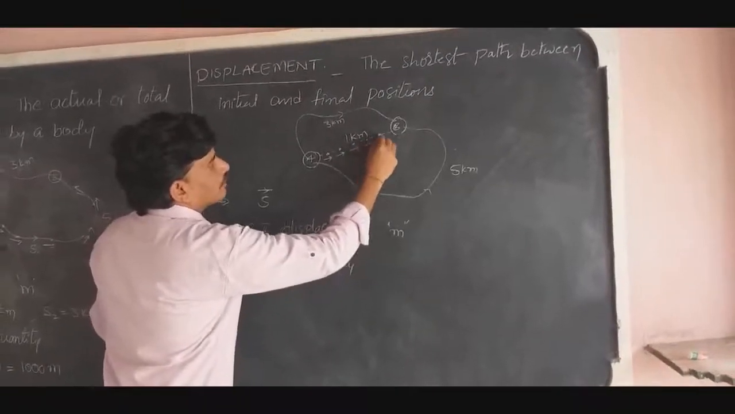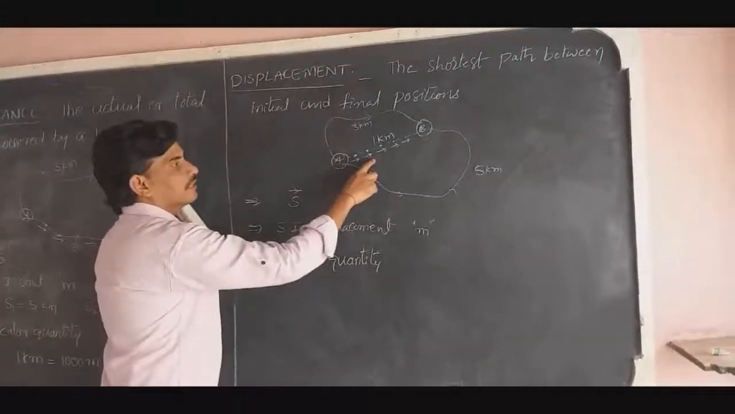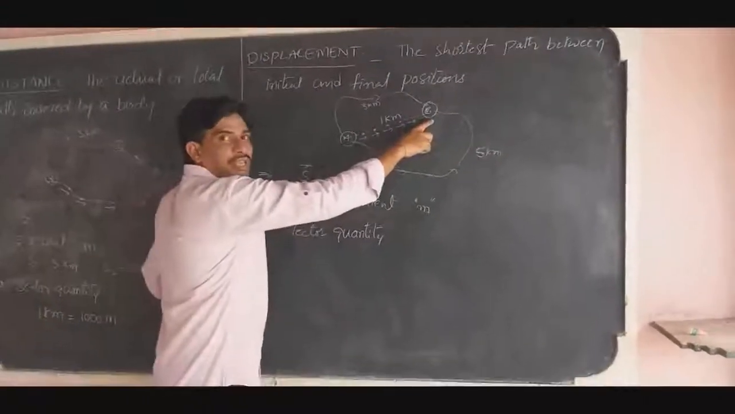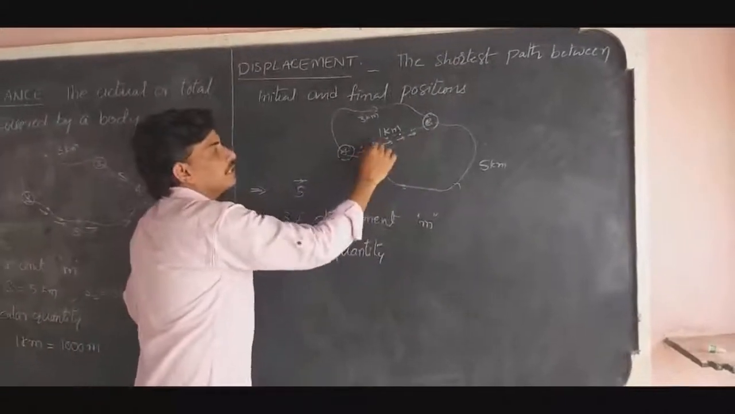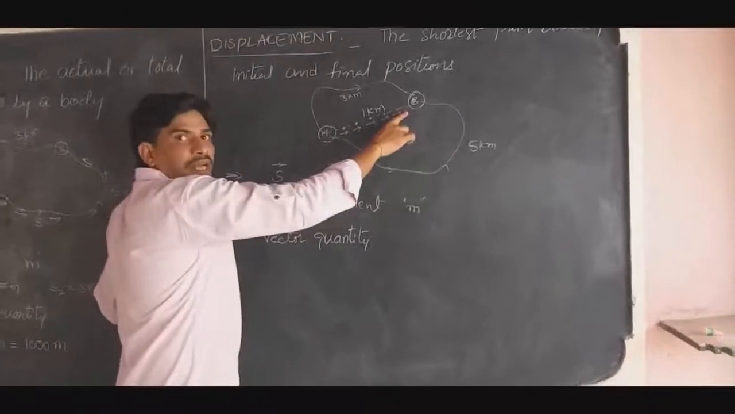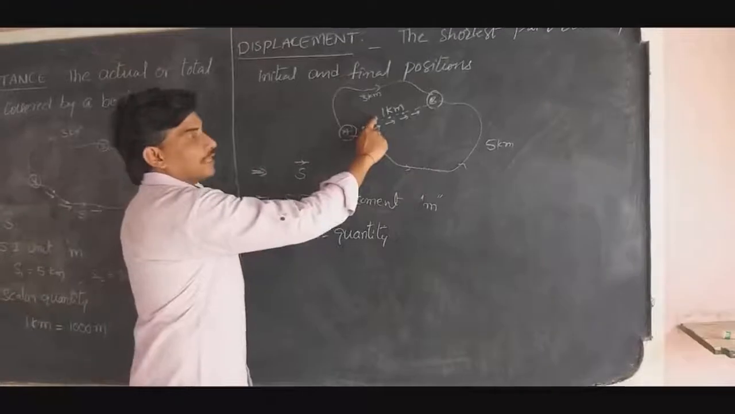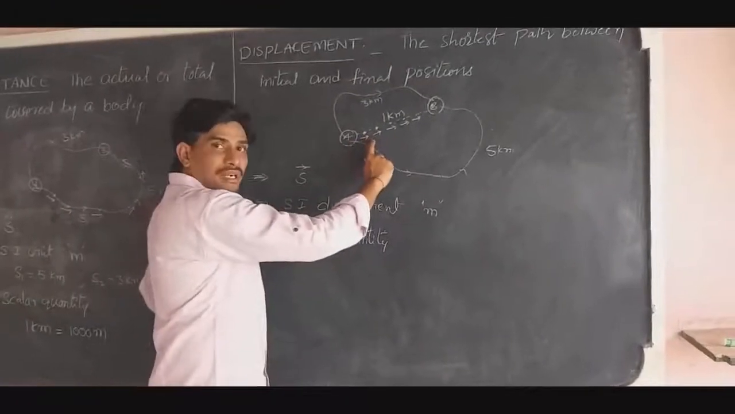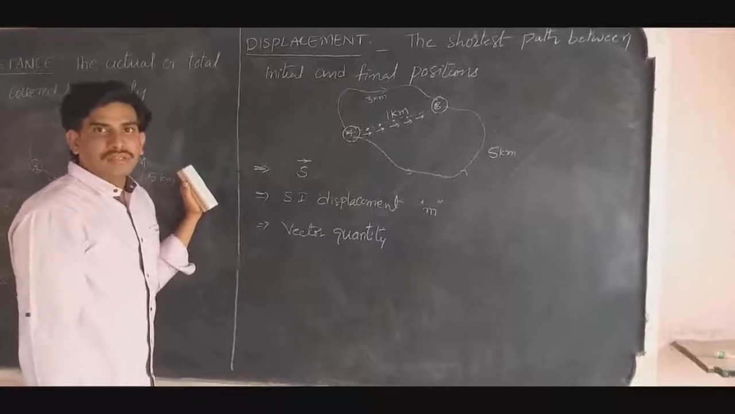Did you observe one thing here? At each and every position in its path, the object shows the direction towards B, the same direction. That means there is a particular direction. As it has the magnitude of 1 kilometer and a particular direction, that's why displacement is called a vector physical quantity.